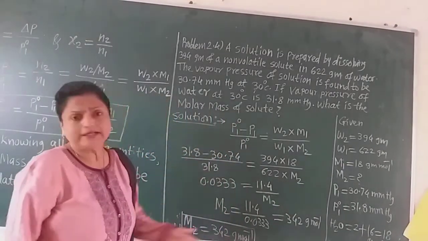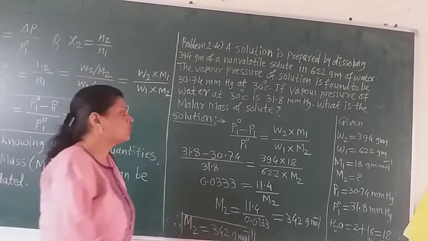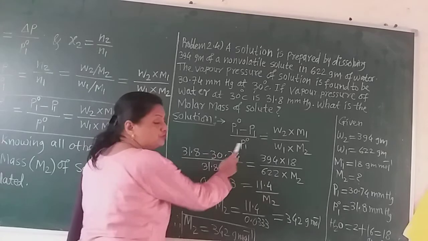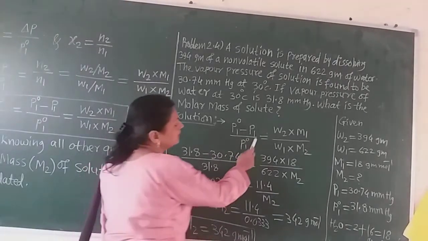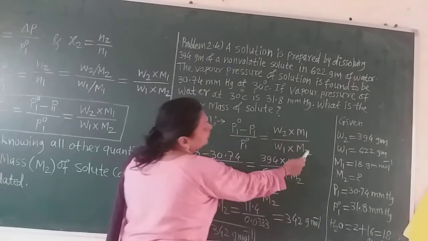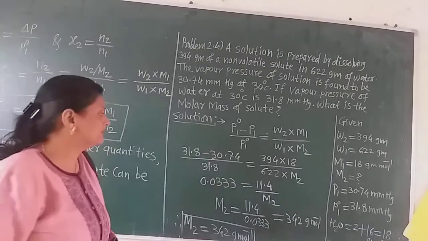Now all the quantities are known, and we only have to calculate M2. So what is our formula? P01 minus P1 divided by P01, that is the relative lowering of vapor pressure, is equal to W2 into M1 divided by W1 into M2. Now this is very simple. So substitute all these values.